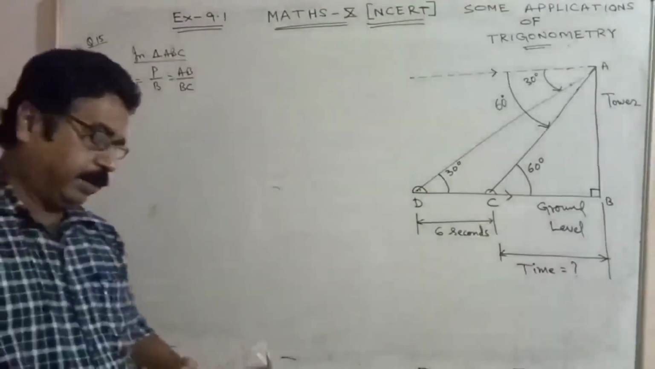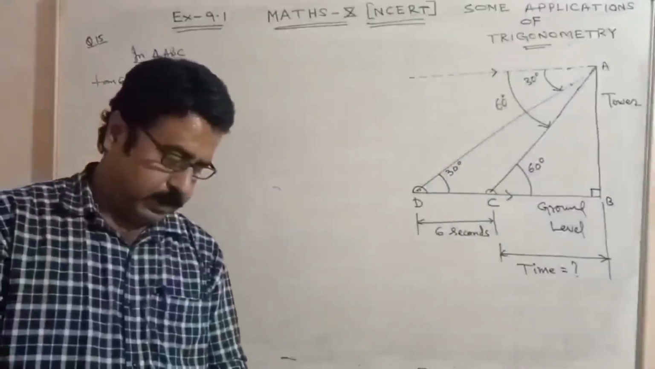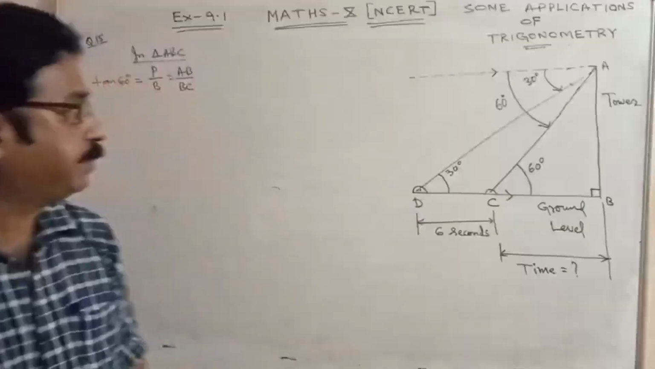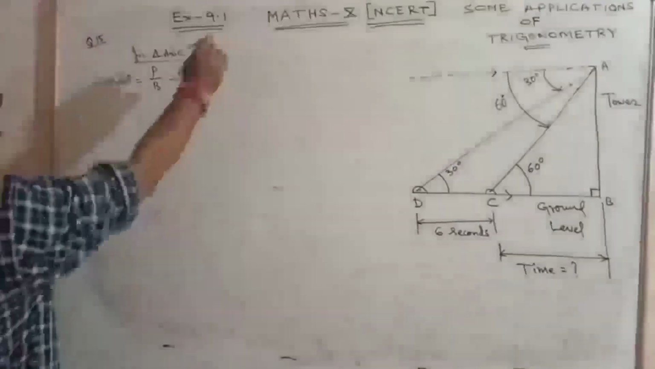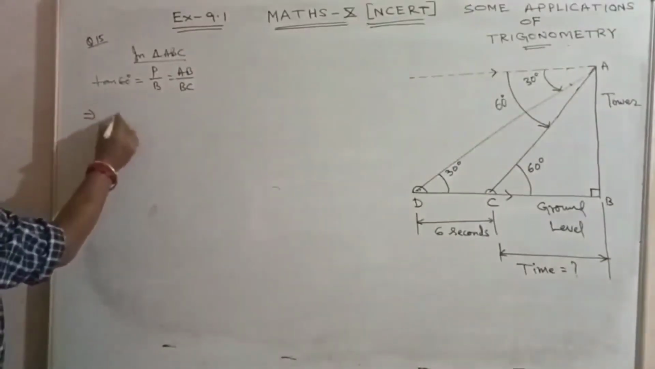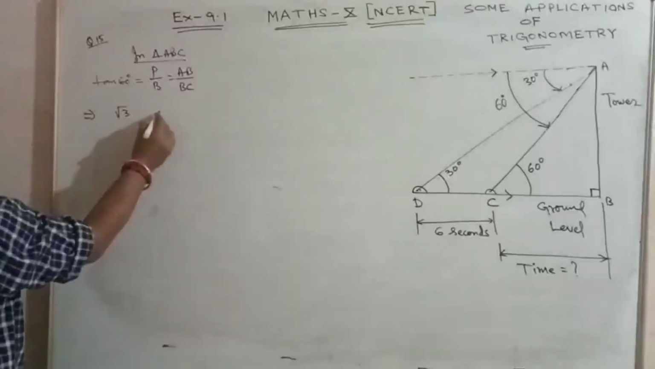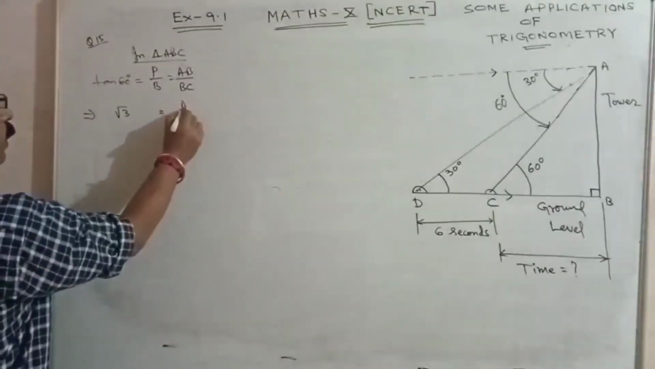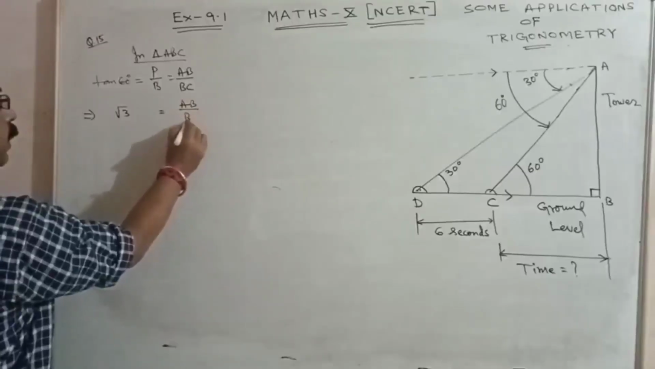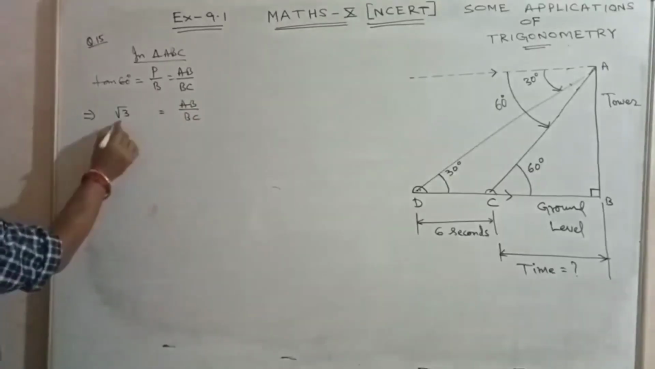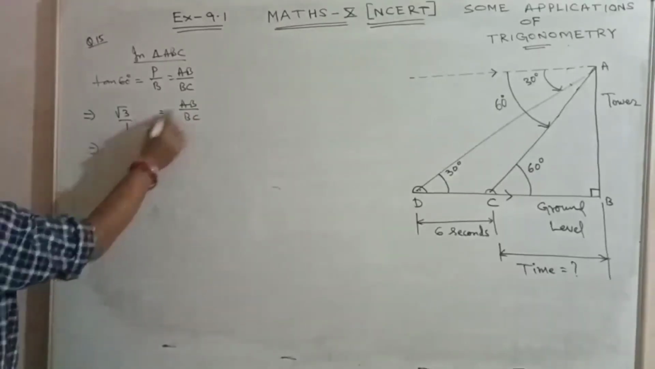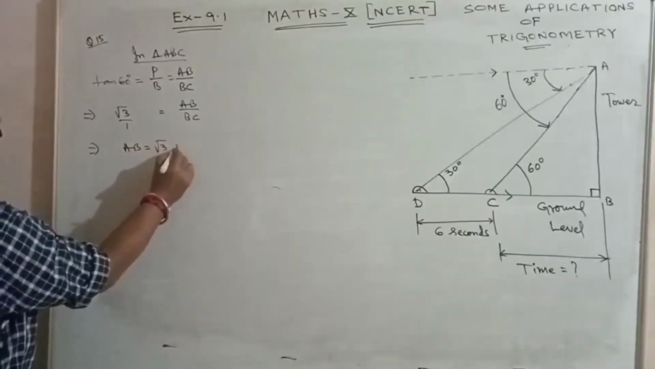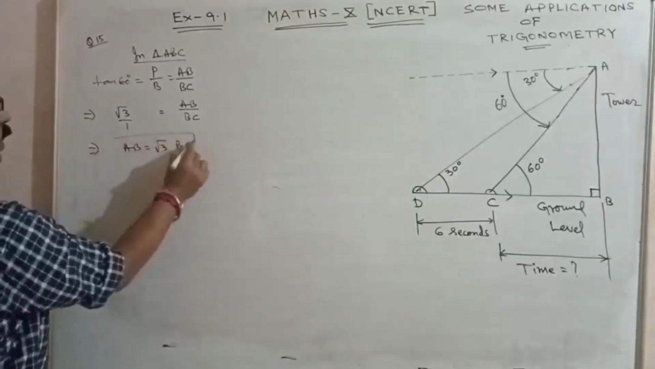Height of the tower is given or not? Not given. Tan 60 is root 3. It will be AB upon BC. Cross multiplication, 1 into AB is AB equals to root 3 BC. We got this relation.